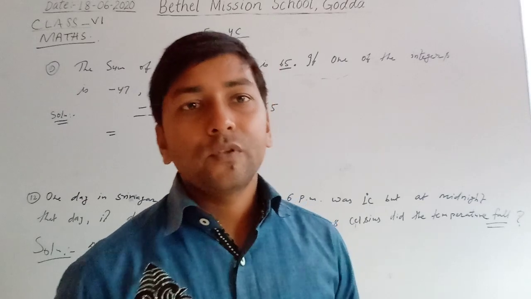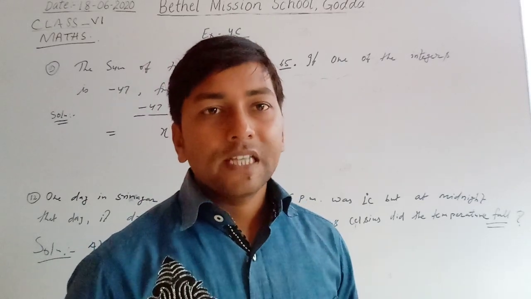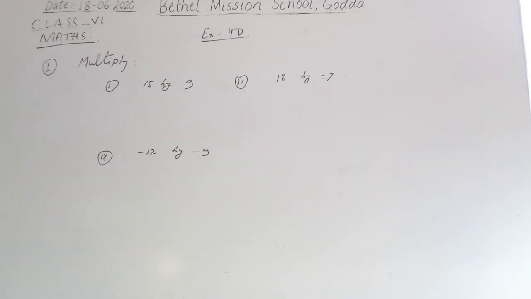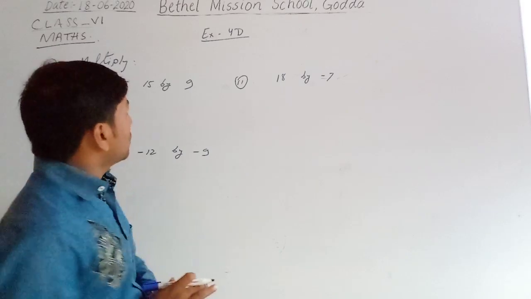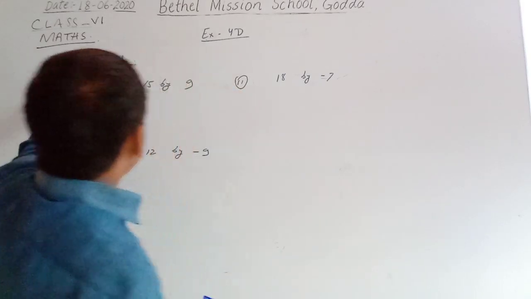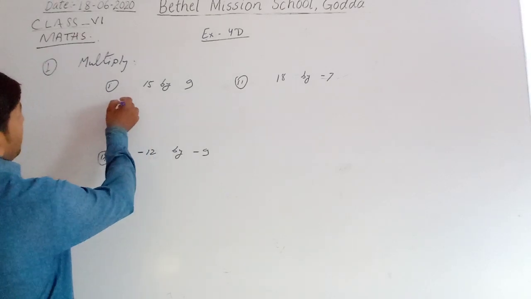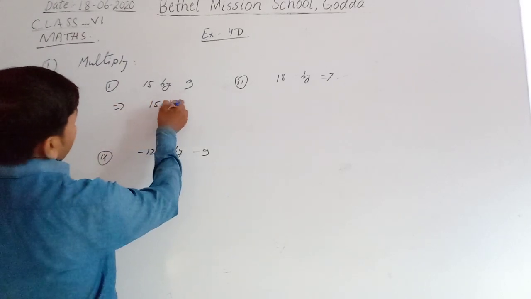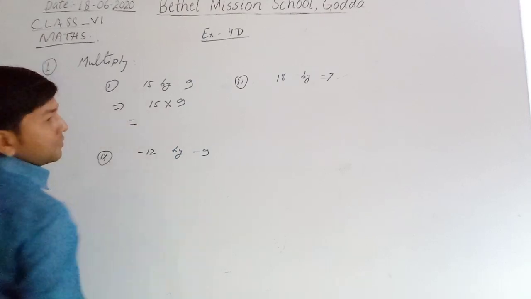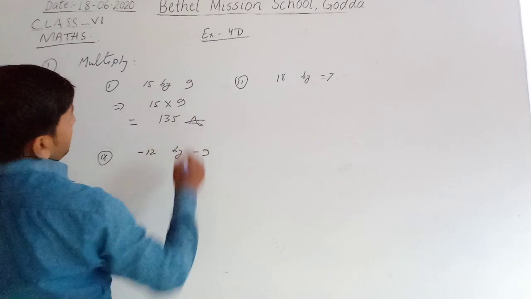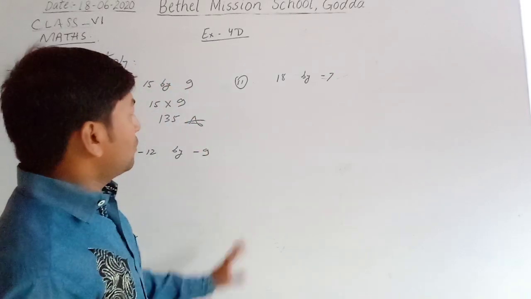That means the temperature fell by 5 degrees Celsius. I hope you got it. Now I solve the next exercise, 4D. It is multiplication. Whatever you know, 15 multiplied by 9 is 135. This type you already know.